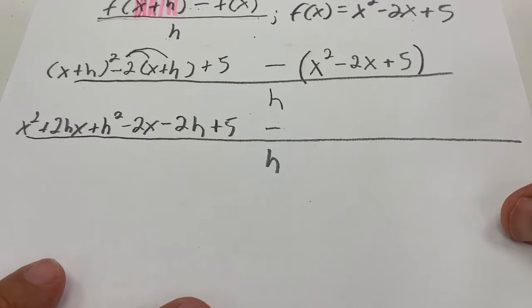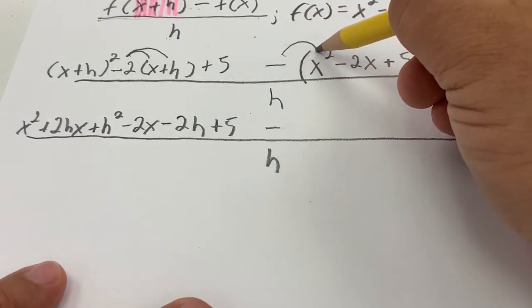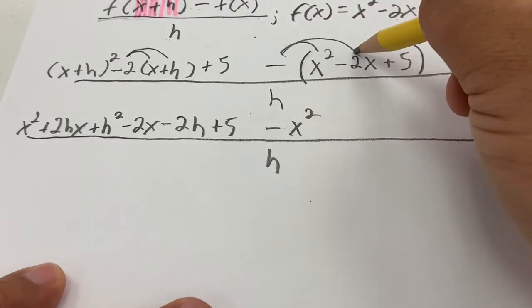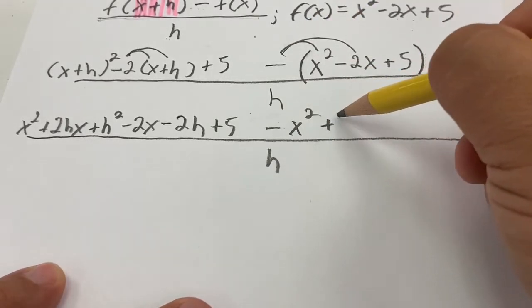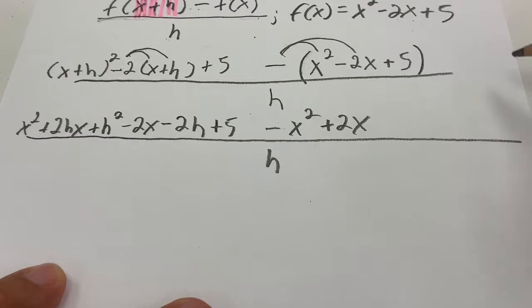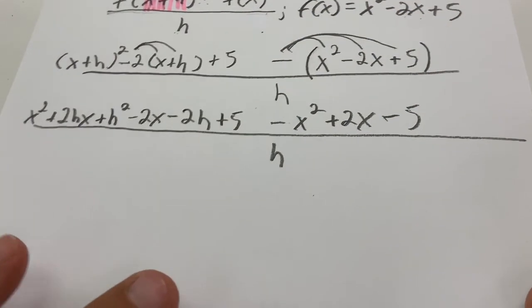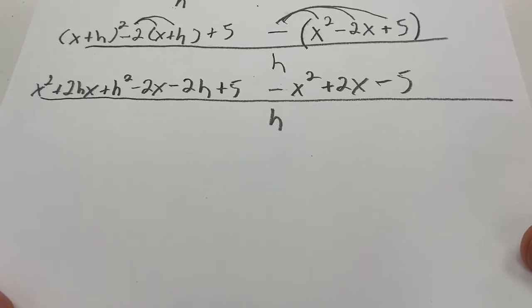I want to distribute this negative. Negative x squared minus, so it's going to be plus 2x. Distribute the negative, minus 5. Now I want to CLT. I'm going to combine like terms.